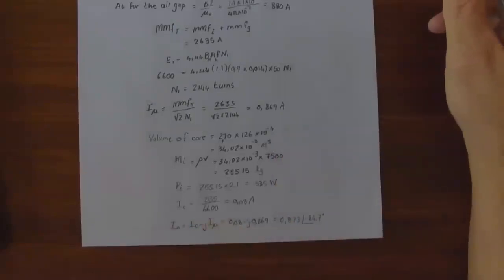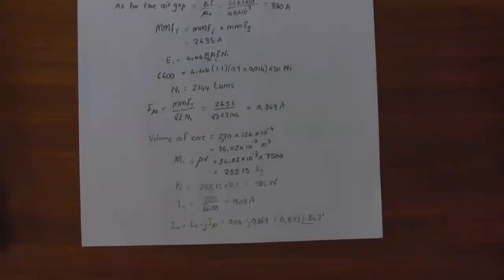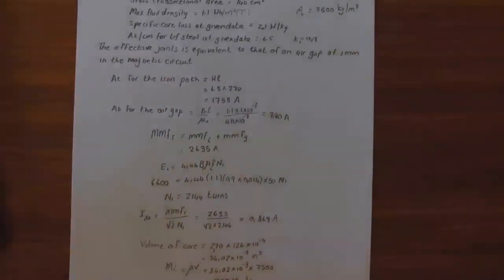And the mass of the iron is rho times V. That gives us about 255.15 kilograms. Iron loss is 255.15 kilograms times 2.1 watt per kilogram, which gives us 535 watts. So the core loss component of the current is then 535 divided by 6,600. That gives us 0.08 amps. So the no load current is Ic minus j I naught. This gives us 0.873 at an angle of 84.7 degrees. Thank you very much. Hope you enjoyed that.